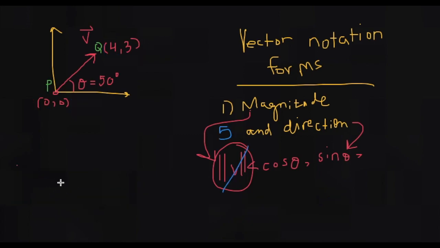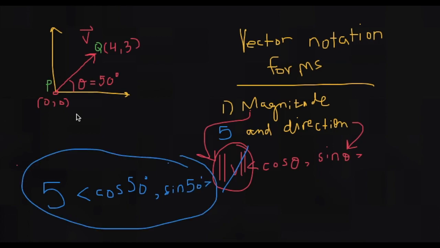Now we have everything we need to put it into magnitude and direction form. 5 (cos theta, sin theta), where theta is given to us as 50 degrees, so cos of 50 degrees, sine of 50 degrees. So looking at this notation, it tells you that you have a vector of length 5 with an angle of 50 degrees between the vector and the x-axis.